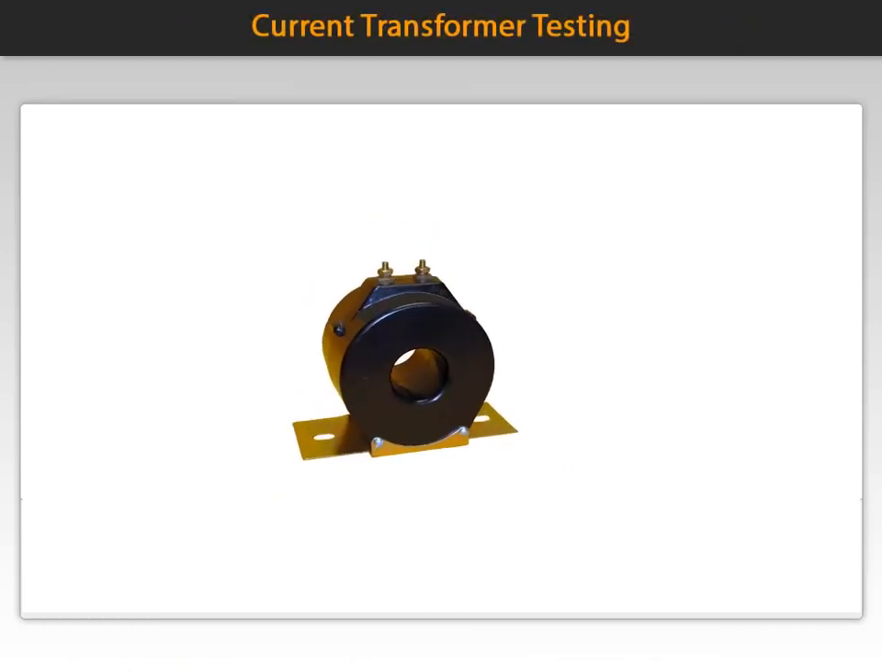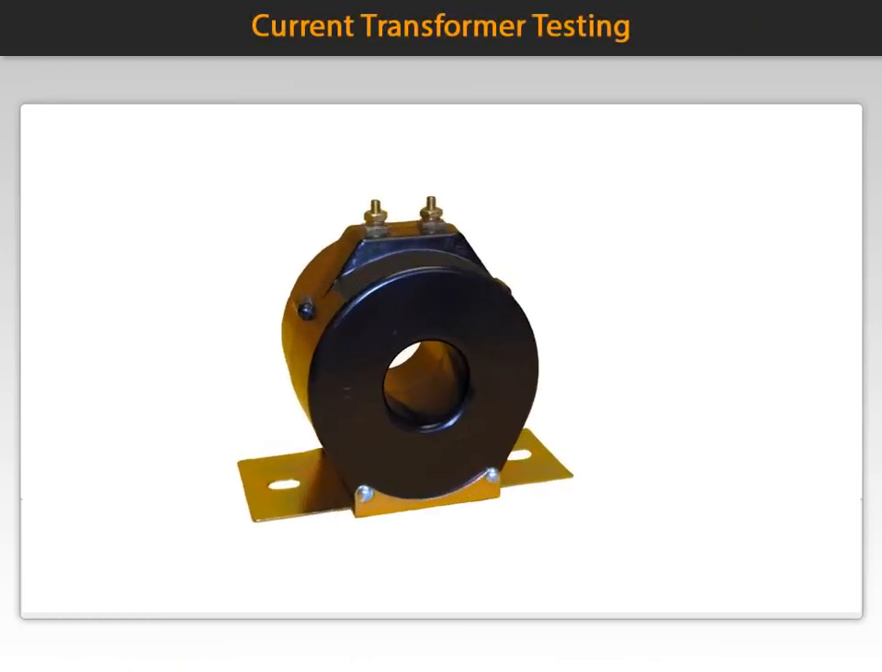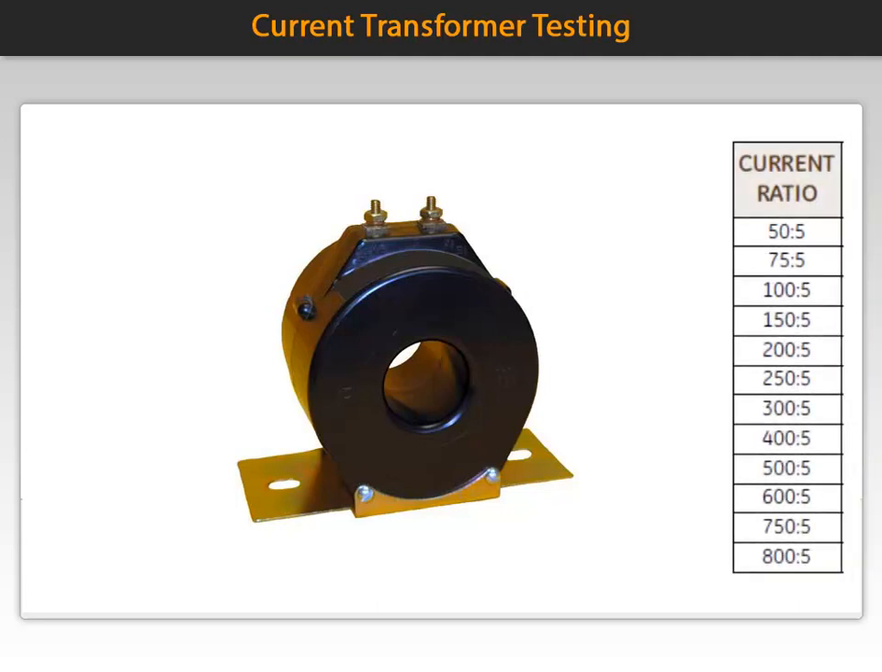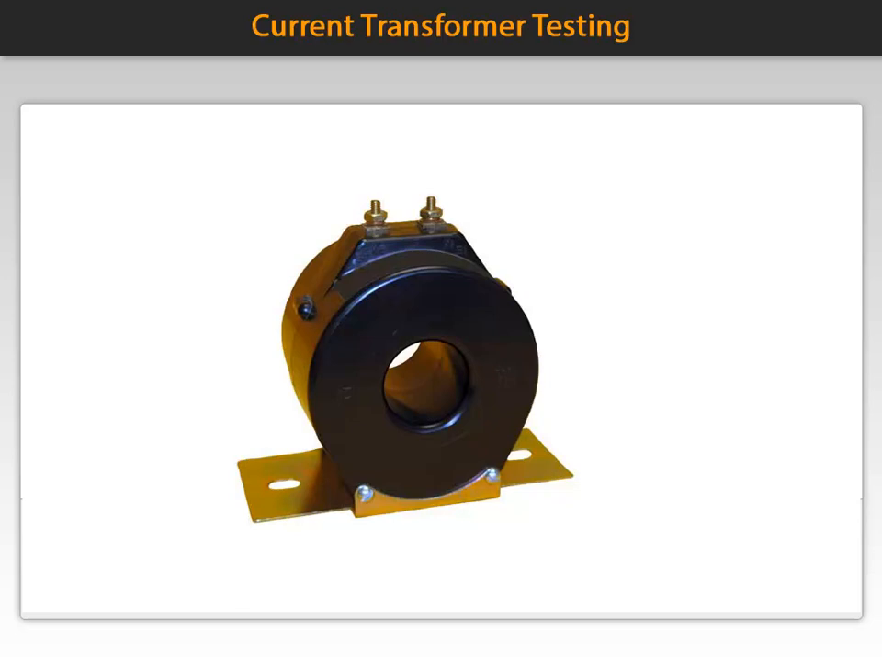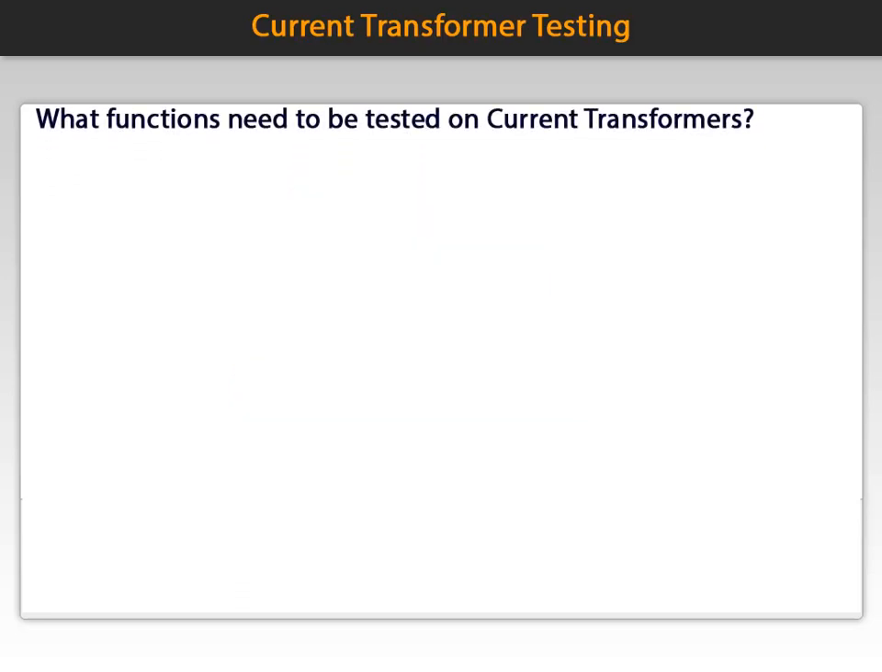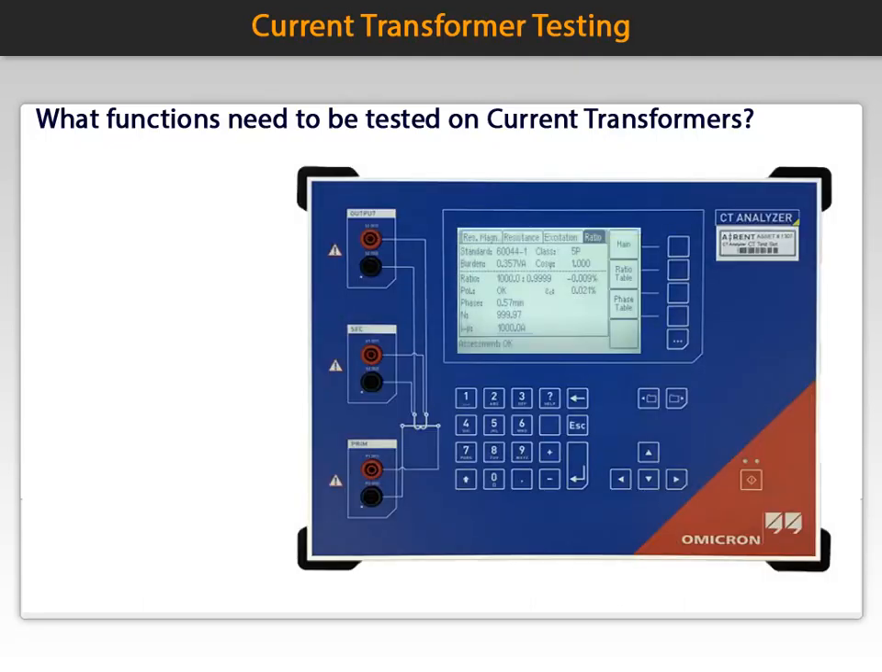Current transformers are used to sense amperes on switchgear. They monitor high currents and reduce the signal down so that it can be read on an ammeter or as an input to a protective relay. The primary can be 8,000 amps or higher, and the secondary is always 5 amp. These need to be extremely accurate in order to provide proper protection of equipment. Therefore, they require testing. Now, what functions need to be tested on current transformers? Let's look at these parameters as viewed on a CT analyzer screen. A ratio test is performed.